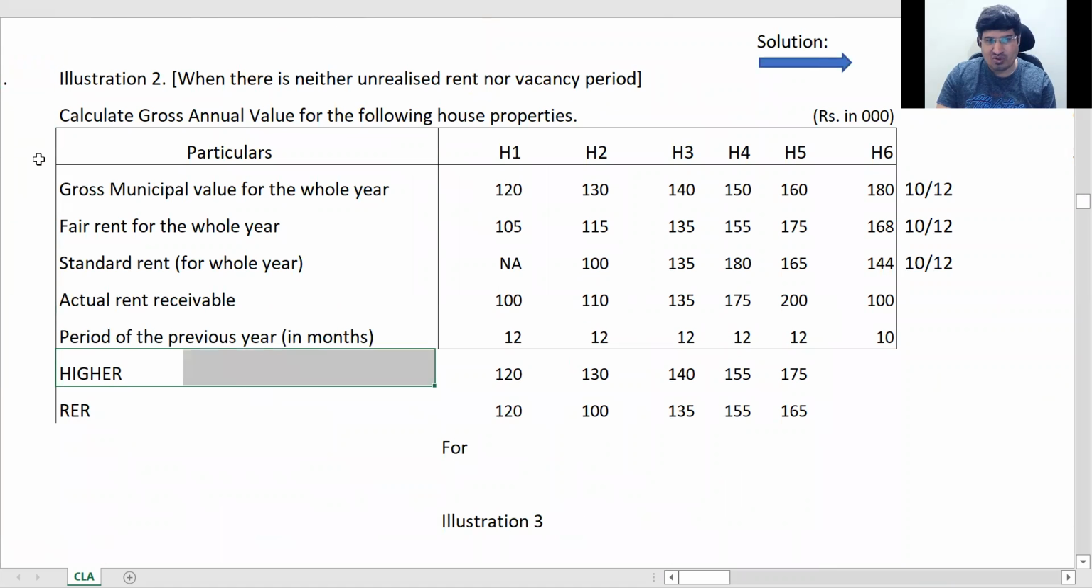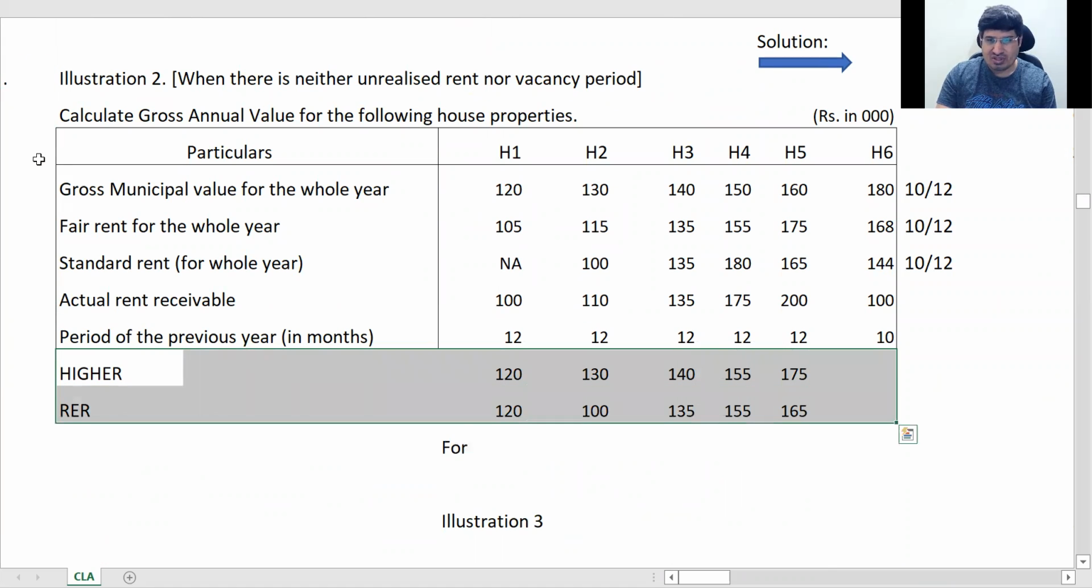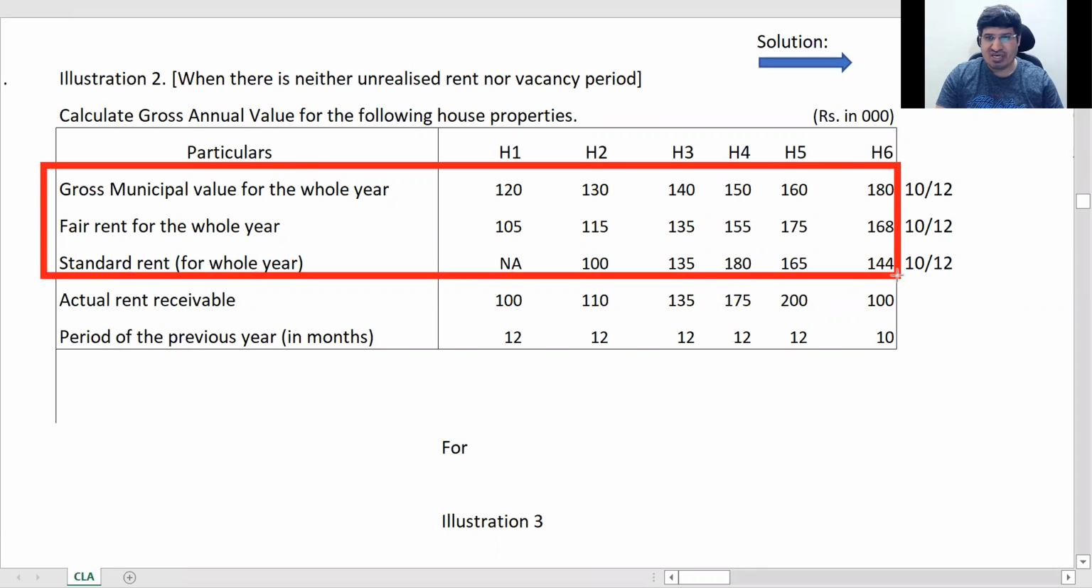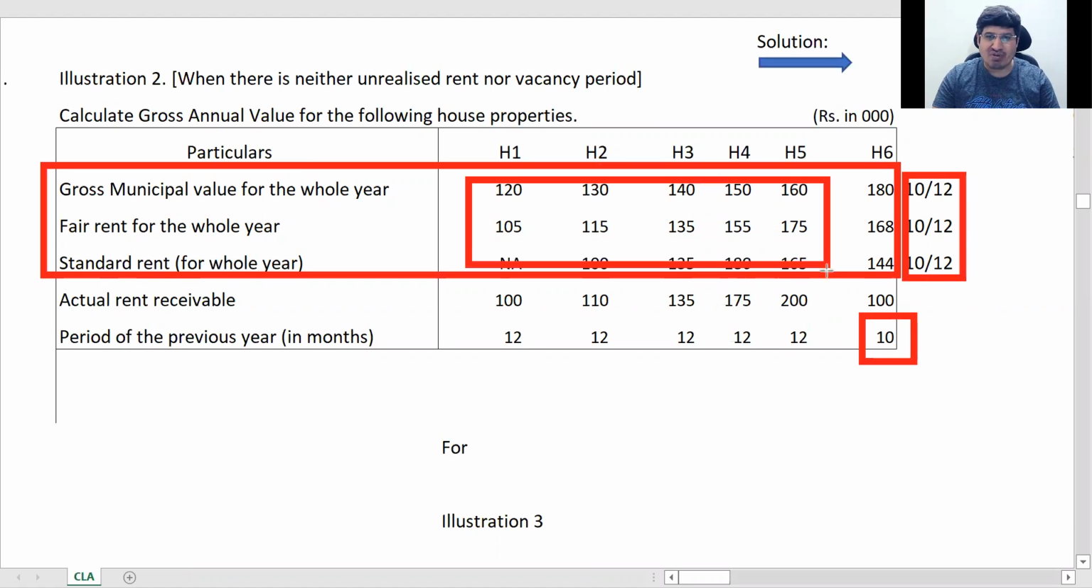In illustration 2, what we saw is here there was previous year of 10 months only. So which is why, in illustration 2, we just took these 3 figures for only house 6. Because house 6 only had 10 months, right? And we multiplied by 10 by 12 because these figures are always annual. Remember that. These are government figures, always annual.